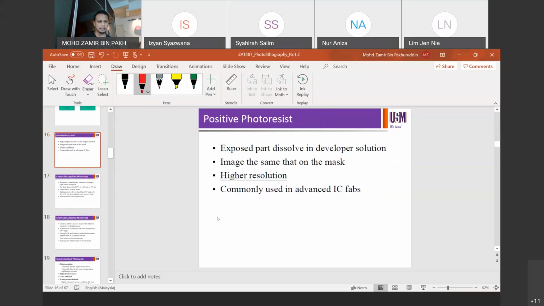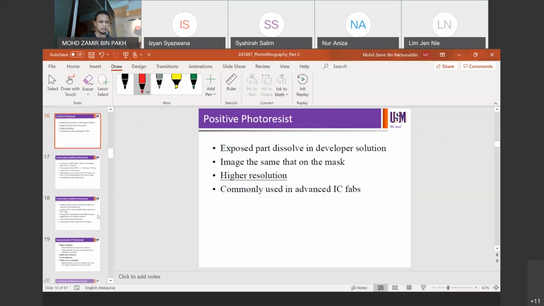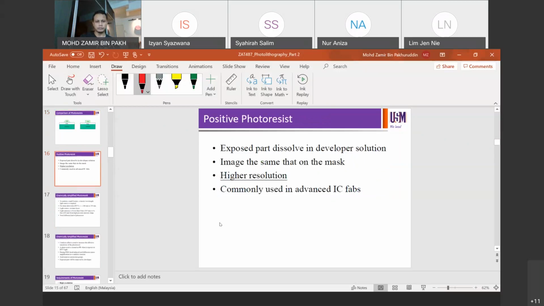So my last slide. This is a positive photoresist. The exposed part will be dissolved in the developer solution. So the image is the same as on the mask, what we want to have. It's just that the scale is different because of the projection optics. So higher resolution, usually commonly used in IC fab, advanced IC fabs. Last time when I was in Sultana, all the resists were positive photoresist. I think now it's still positive photoresist.